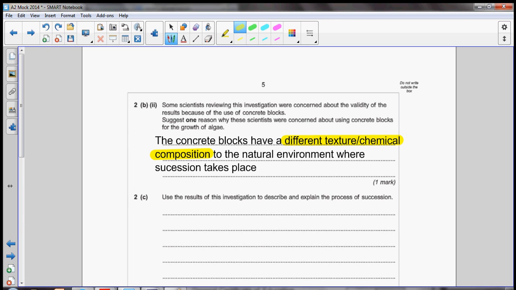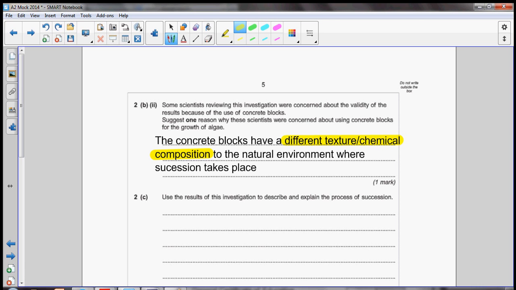If you'd have just said that the concrete blocks alter the natural environment or are different from the natural environment, that wouldn't have been enough. You need to be highly specific when you answer a question for an AQA exam in biology. So the fact that it's a different texture or a different chemical composition, either one of those on their own would be fine, is the key part of this answer.